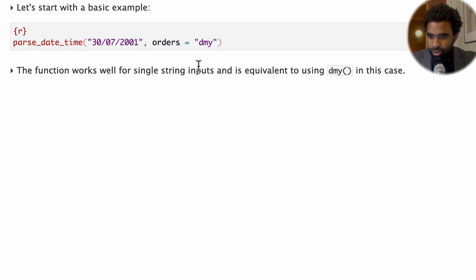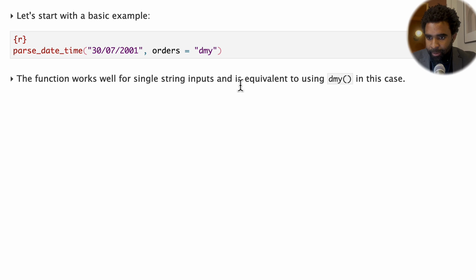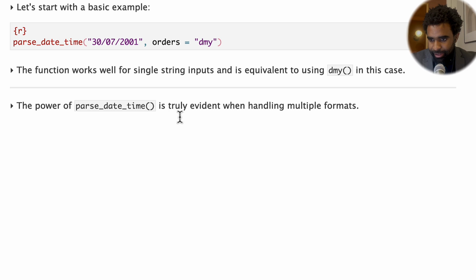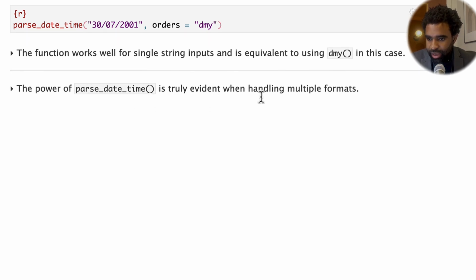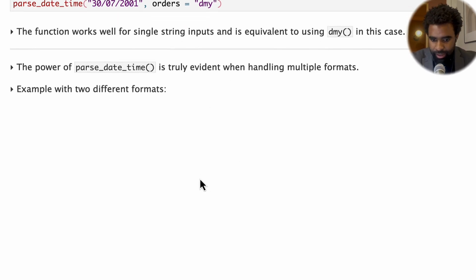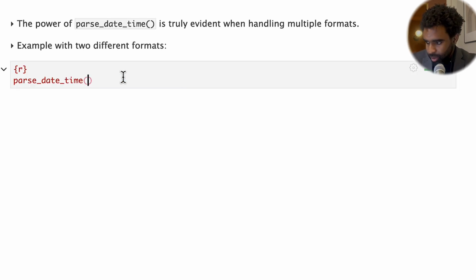But of course, that's not the real use of parseDateTime, because this would just be equivalent to using DMY, which is going to work for a single format. The reason we're using parseDateTime is for when we have multiple formats. So let's go ahead and take a look at that. Like I say here, the power of parseDateTime is truly evident when you're handling multiple formats. Let's look at a quick example there. So parseDateTime, we're going to give it the following two arguments. The first is going to be a vector of our two dates. The dates we want here are going to be 1st of January 2000, okay? And then in a different format, we're going to have July 30th, 2001.